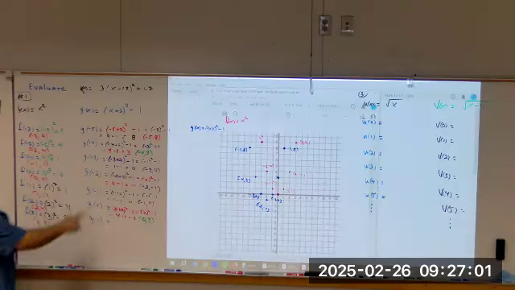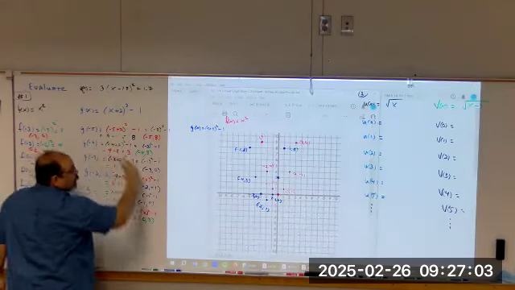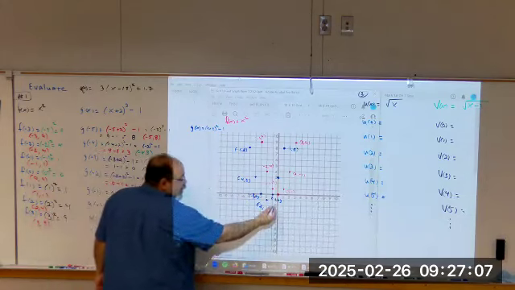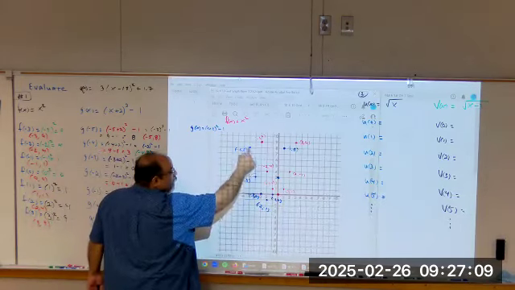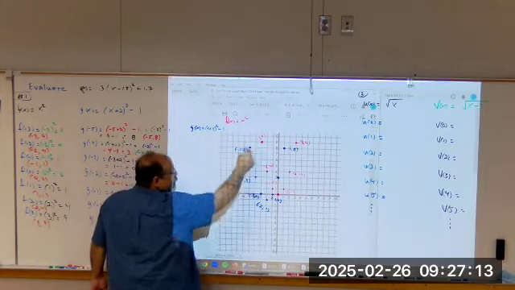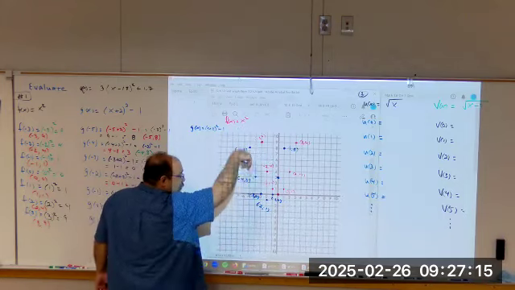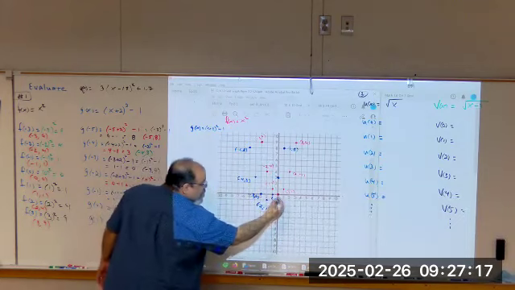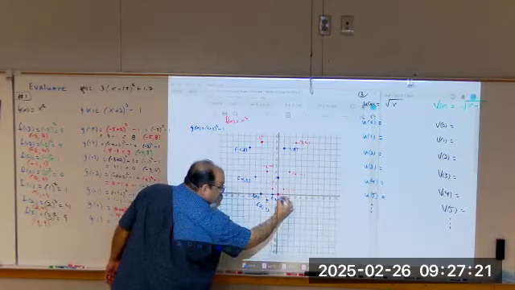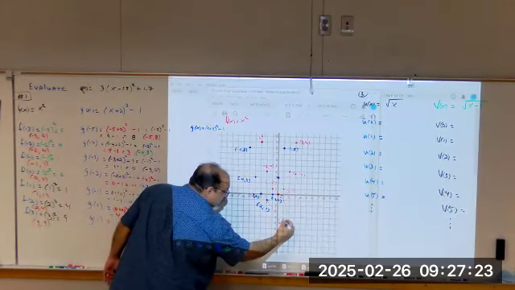Here's what happened. That plus 2 moved everything 2 to the left. Every point went 2 to the left, 2 to the left. And the -1 shifted everything down. 2 to the left, 1 down. 2 to the left, 1 down. 2 to the left, 1 down. And the most important points that you compare are the vertices, the vertexes.